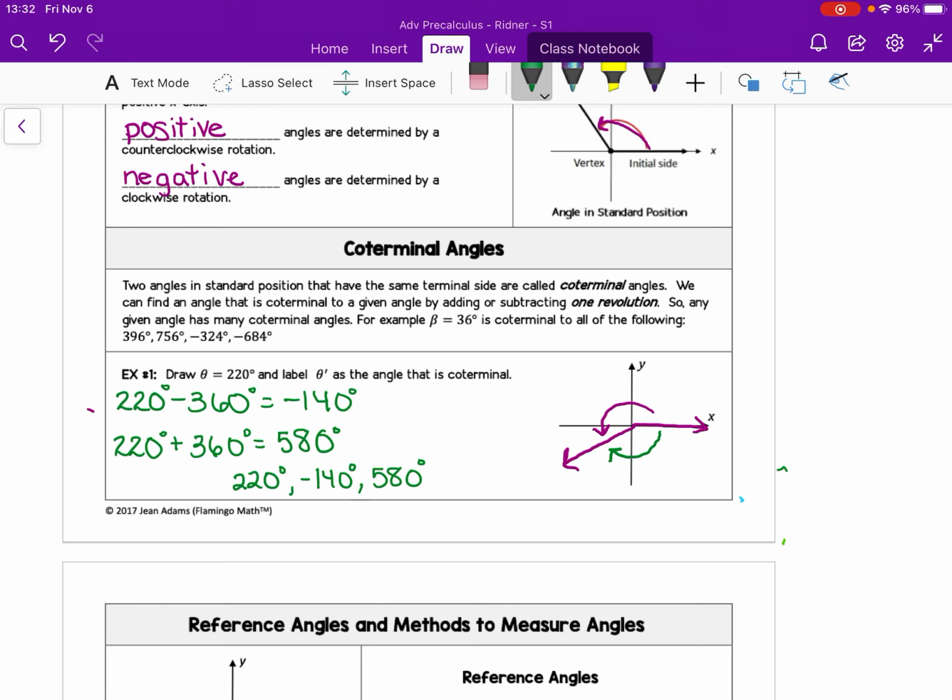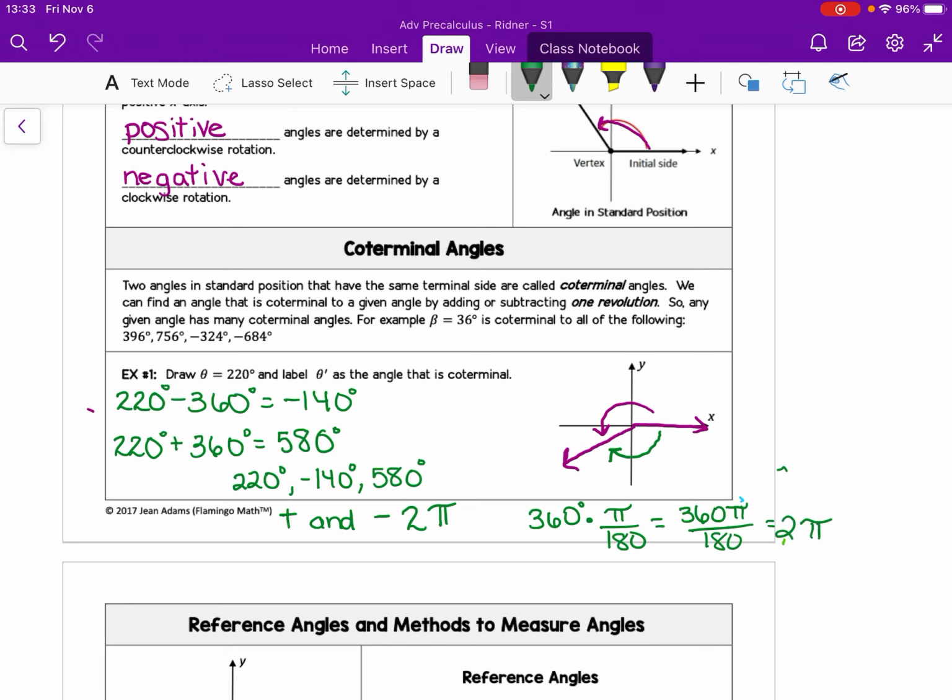Using our knowledge from your last video, if it's radians, I'm going to add and subtract 2 pi, because 2 pi is equal to 360 degrees. So if you recall, 360 degrees times pi over 180 becomes 360 pi over 180, which sure enough is 2 pi.